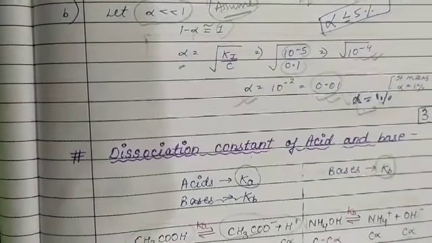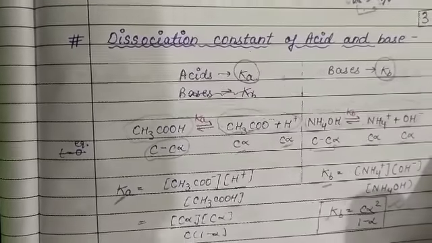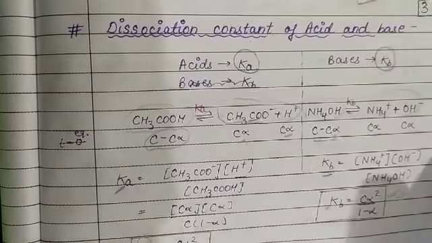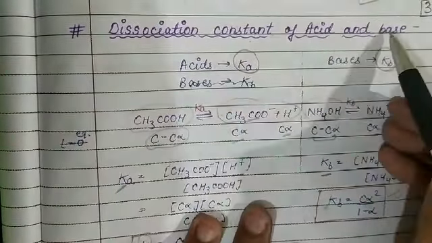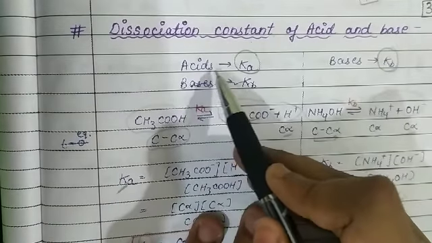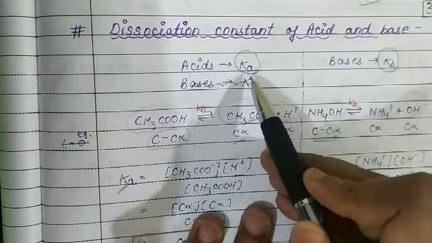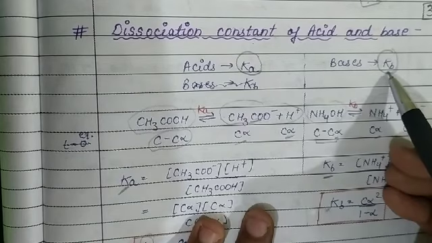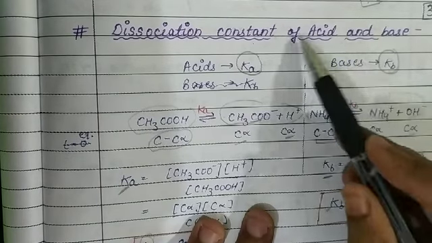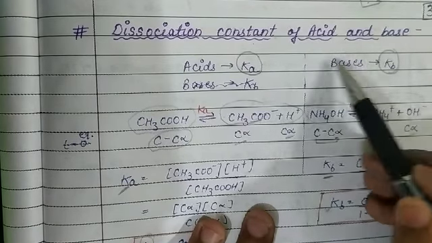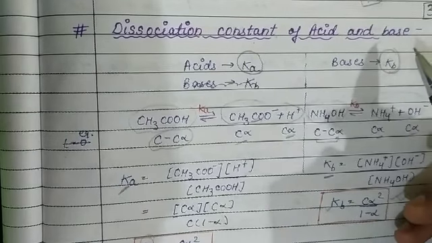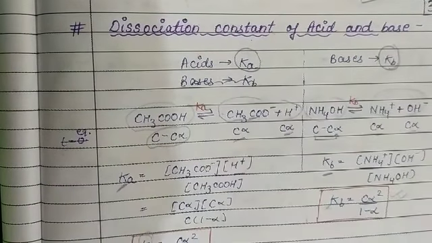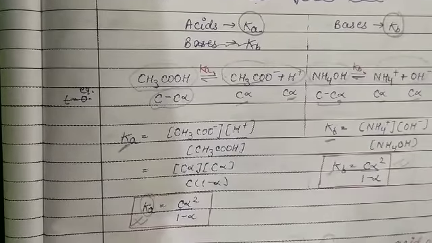Now we are going to study the dissociation constant of acid and base. Acids have dissociation constant Ka and bases have dissociation constant Kb. So basically we are calculating for weak acids and weak bases. First we are going to do the case of a weak acid.